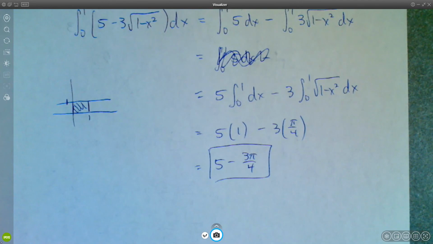So not bad at all, okay? And I think that's all I have to say for this section. So that's that.